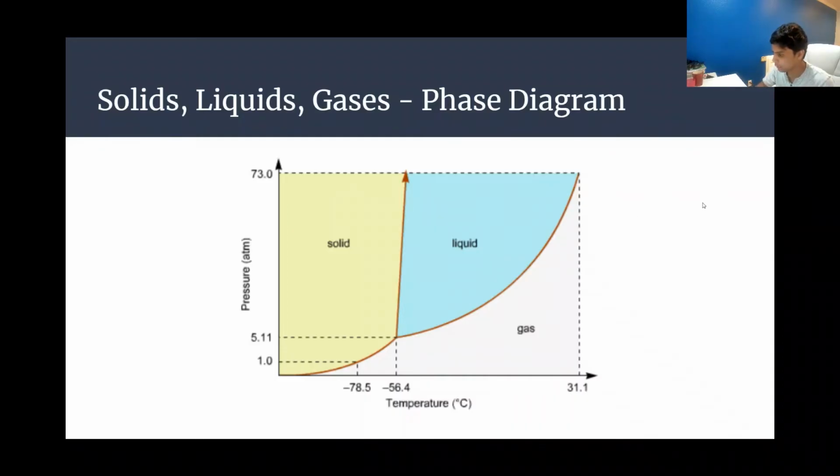Any temperature or pressure beyond it, you will have a mixture of the properties of a liquid and gas, called a supercritical fluid. So it behaves like a liquid and a gas. Pretty cool stuff. So it's one thing to know.